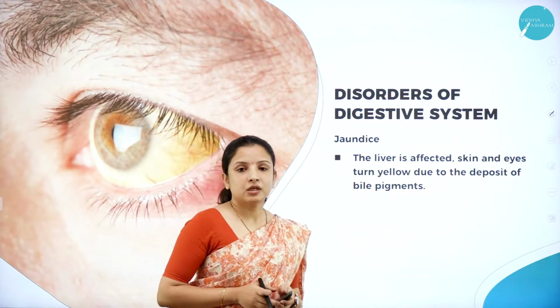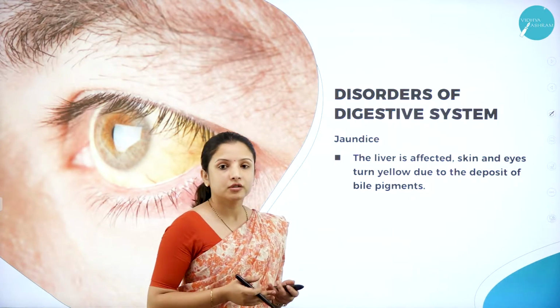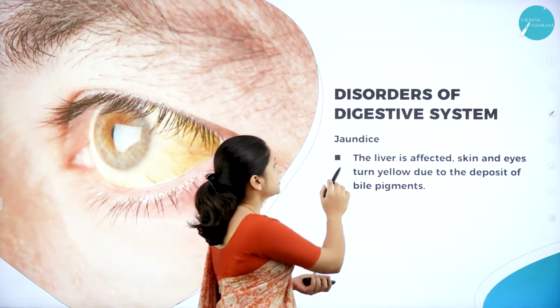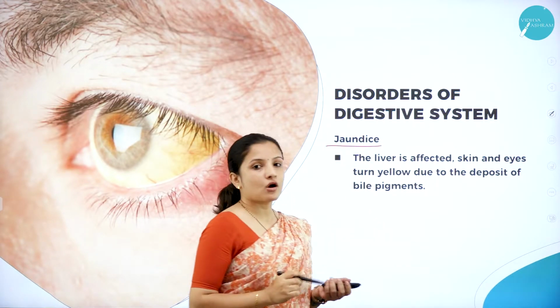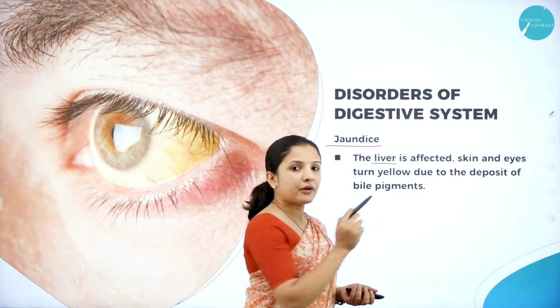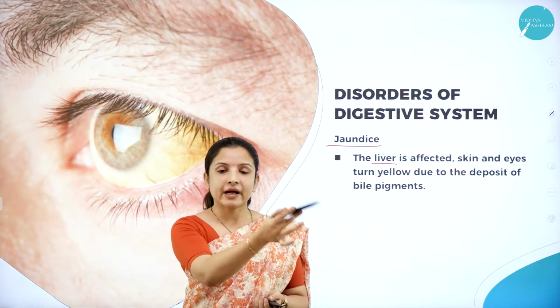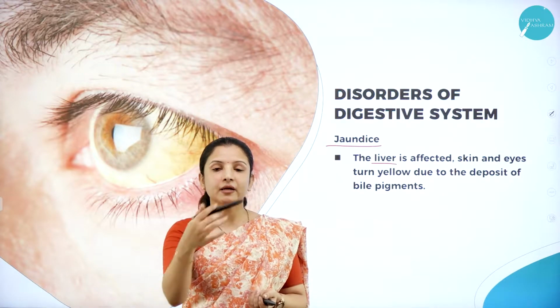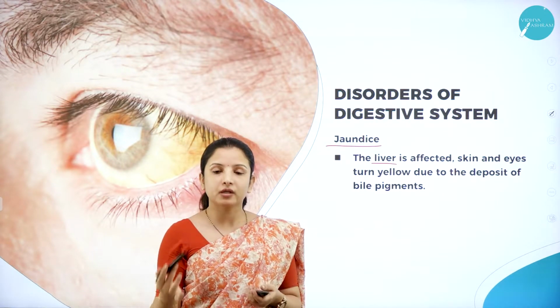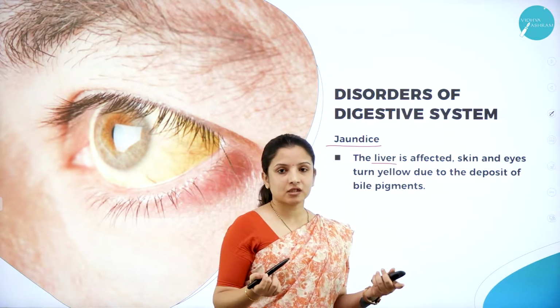So talking about some of the diseases that can be caused because of the disorders of the digestive system. One such is jaundice. So jaundice usually affects the liver. So the liver also participates in the process of digestion. We had studied, right, that bile is secreted by the liver, and bile is one of the important components for digestion to occur, right? So therefore, if the liver is affected, what happens?